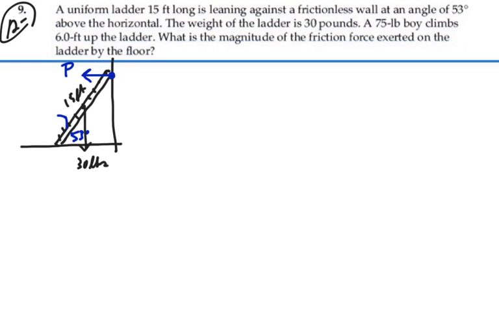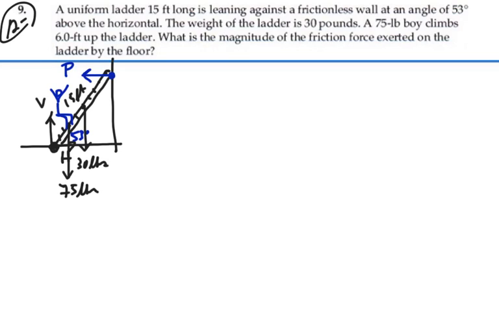There's a boy that's 6 feet up on the ladder, and the boy weighs 75 pounds. So there's another force here of 75 pounds coming down like this. And at the pivot where it's in contact with the ground, there's going to be some kind of vertical and horizontal component to that reaction force. We don't know what those are, but we're going to represent them by V and H. So this is our free body diagram of the ladder.